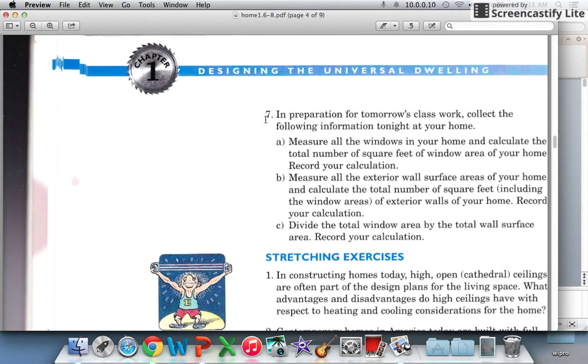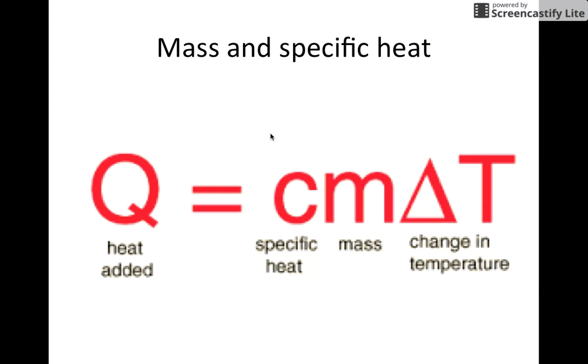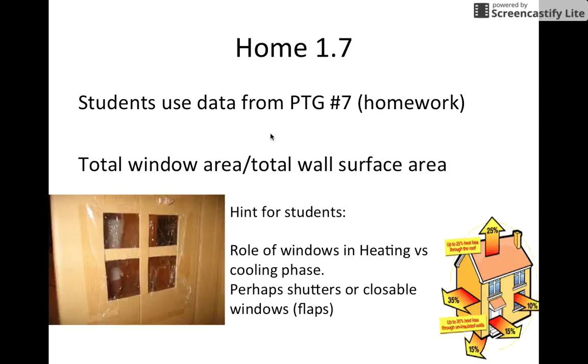And then for preparing for tomorrow, number 7, if you assign that for homework, they'll be ready for the next activity, which would be 1.7. So using that data where they're going to measure the windows in their home and then measure the walls, and they're going to find a window area to wall surface area ratio. And you might have to explain to your students what a ratio is. Some may not be familiar with that concept. Basically just dividing window area by wall area.